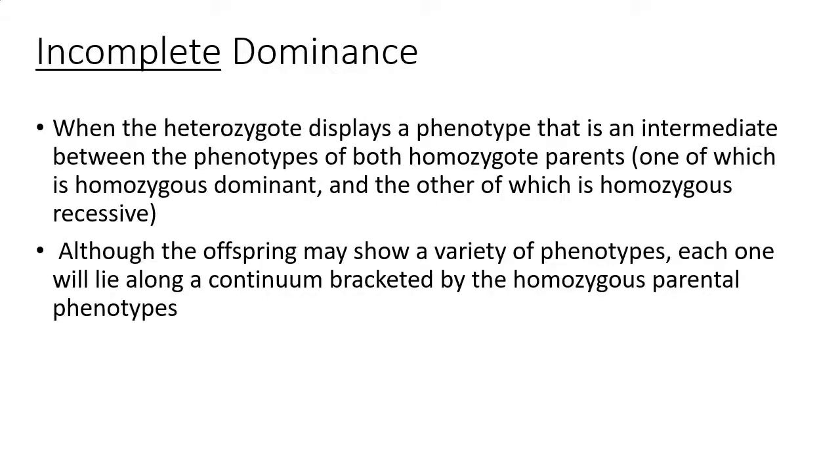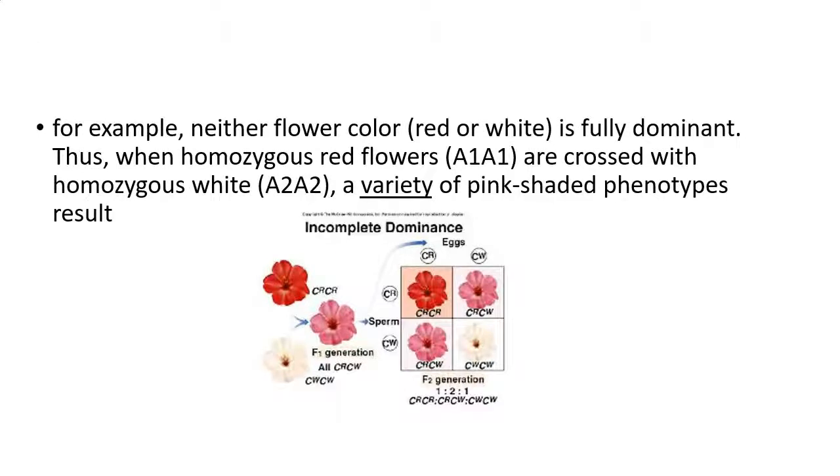Incomplete dominance is when the heterozygote displays a phenotype that is intermediate between the phenotypes of both homozygous parents, one of which is homozygous dominant and the other is homozygous recessive. Although the offspring may show a variety of phenotypes, each one will lie along a continuum bracketed by the homozygous parental phenotypes. What does that mean? That means that you get a blend. So, for example, we have a red flower parent and a white flower parent, and they're both fully dominant. But when they are crossed, we get a variety of pink shaded phenotypes. So we get a blend.